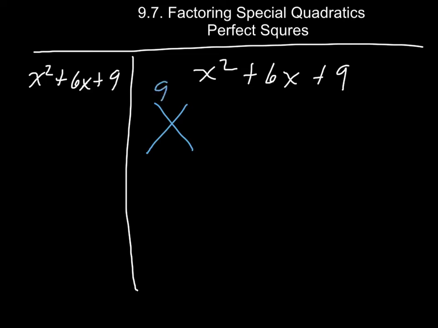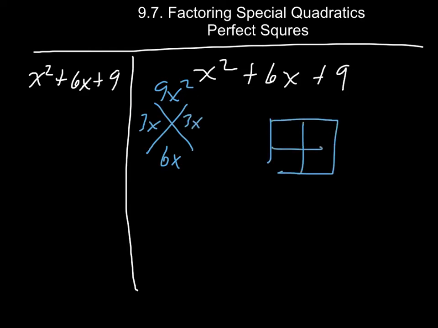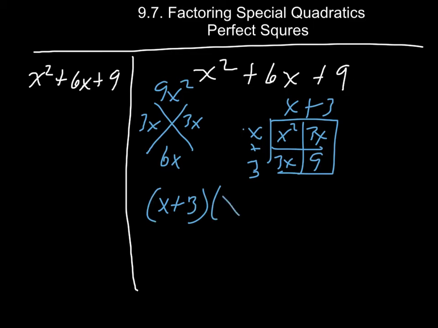So this is going to be 9x squared, and then 6x on the bottom, and 3x and 3x, and then we can do a generic rectangle, and we get x squared and 9 and 3x and 3x, and x times x plus 3 plus 3. So then what we end up with is x plus 3 times x plus 3, or x plus 3 squared, and that's why we call it perfect squares.